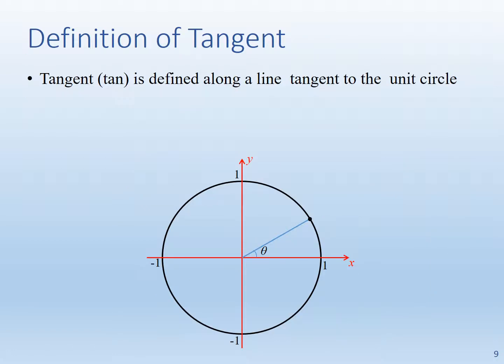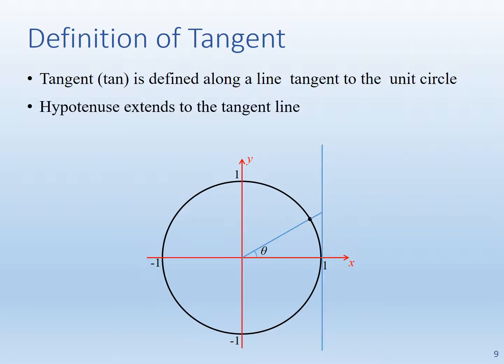Let's have a look at the definition of tan now. We can define tan along the tangent line. The tangent is defined as the length along that tangent line when the angle is theta as shown. Note that this time the adjacent side is 1, not the hypotenuse.